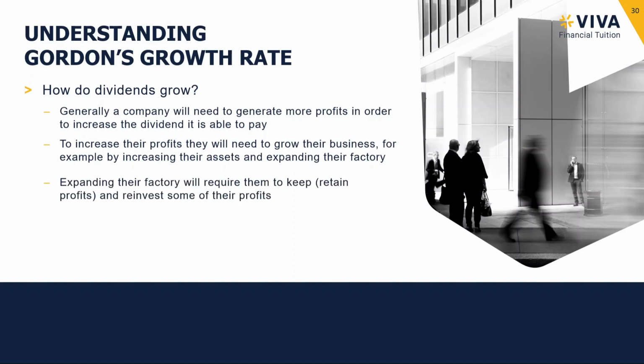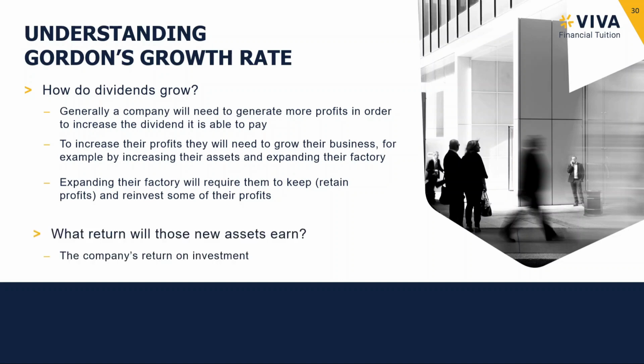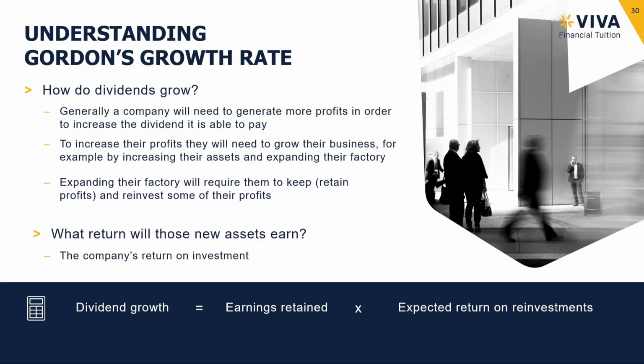Now, factories don't come for free. Expanding a factory will require lots of cash. And businesses then will generally retain their profits and reinvest those profits to buy that factory. So what return then will those new assets earn? Well, the company's return on investment is given as the dividend growth equal to the earnings retained times the expected return on the investment.